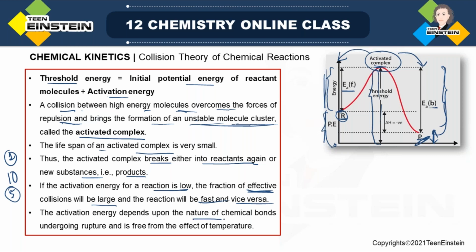Activation energy depends upon the nature of the chemical bond. That is, if you are making A plus B, you are making product, so there will be some bonds in A that must be broken. So if the bonds are very strong, obviously activation energy is very high. That is why it is dependent on the nature of the chemical bond, whether it is very strong or weak. Depending on that, activation energy may be low or it may be high.